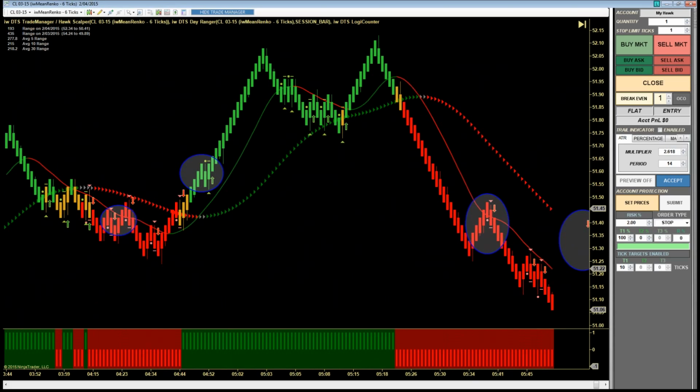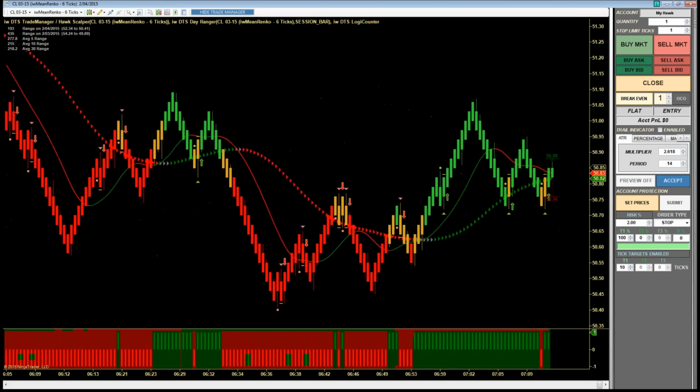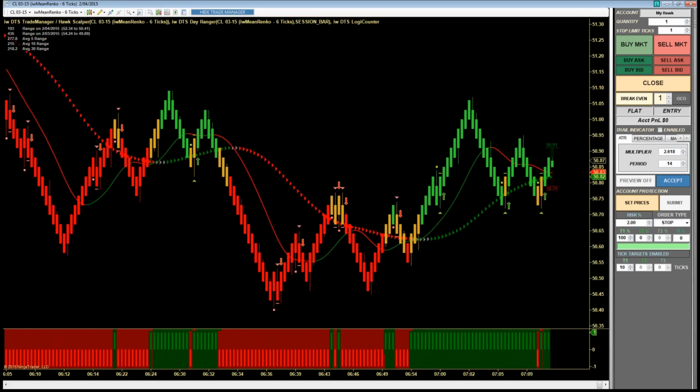And once again, you know, first micro-macro cross. So even though it doesn't look like the market is doing very much, look at all these opportunities that we've had, and all we're looking at are first micro-macro crosses and macro pullback signals. And this is only one tool.